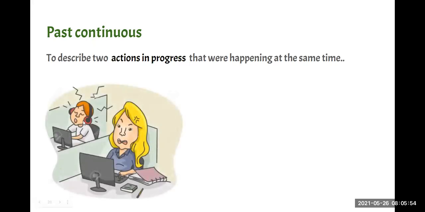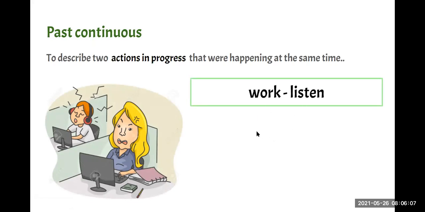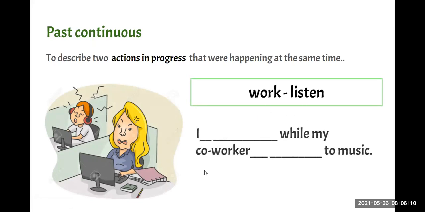For example, here we have two people, and we are going to describe these two actions, and they both are happening or were happening at the same time. Here we have work and listen. So, I was working while my coworker was listening to music. Very good. So as you can see, we are describing two actions in progress that were happening at the same time.